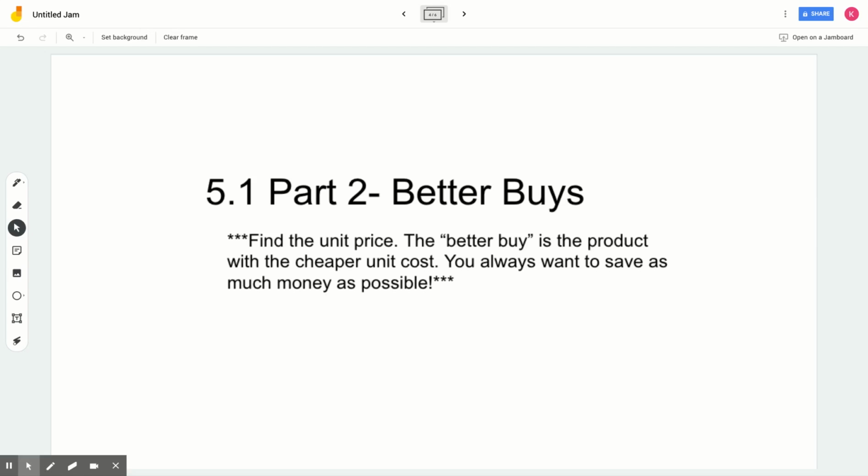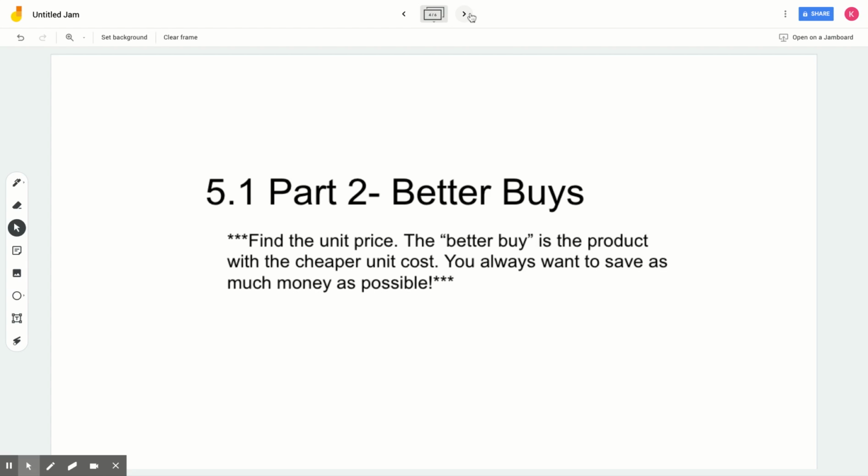Today we're going to talk about part 2 of lesson 5.1 on better buys. To find the better buy, we are going to find the unit price. The better buy is the product with the cheaper unit cost because remember, you always want to save as much money as possible. When we're talking about a unit price, remember that we are talking per one item. So the cost per one box, per 1 ounce, per 1 pound. Always remember that unit is per one.